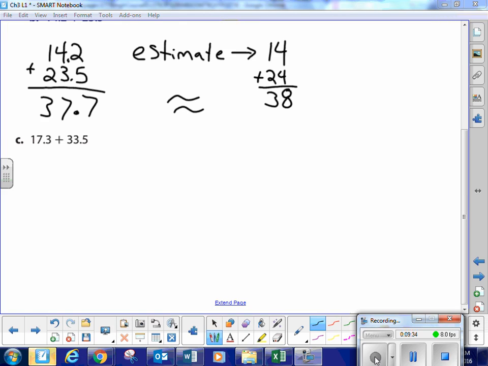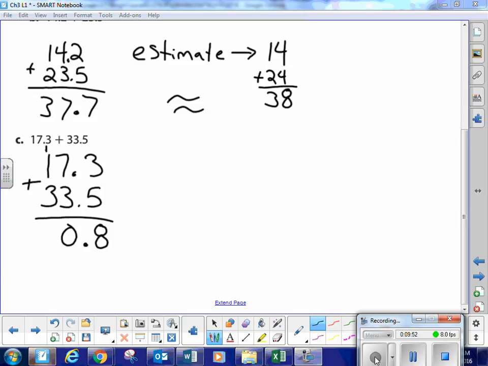Okay, so we're going to first line up the decimal points, right? Because we are adding or subtracting decimals, all right? And line up the decimal points. 5 plus 3 is 8. Bring down the decimal point. 7 plus 3 is 10, right? Carry the 1. 3 plus 1 is 4, plus 1 is 5. Excellent. Okay, we're going to do our estimate over here.